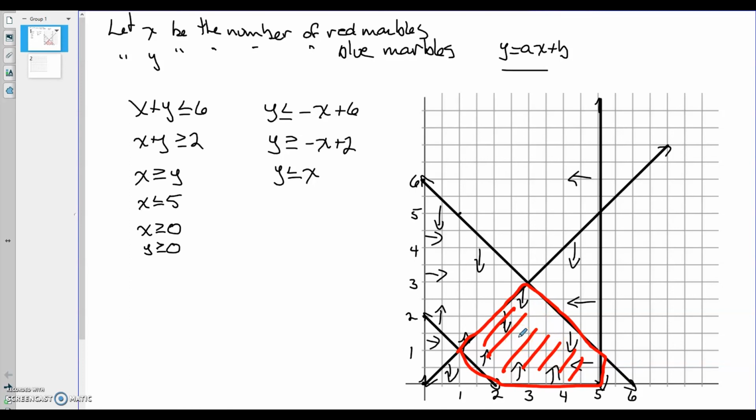Now the next step is to go ahead and find the vertices. The next thing we're going to do is label each of the vertices. We've got A, B, C, D, and E. So we've now identified the polygon of constraints and we labeled all of the vertices. Now we need to find the coordinates of each of those vertices.